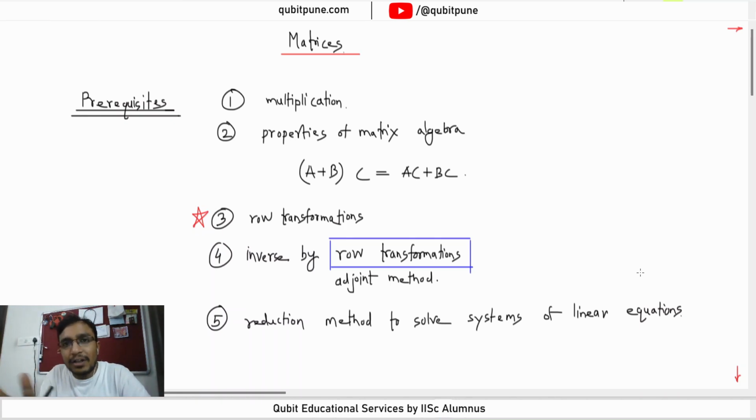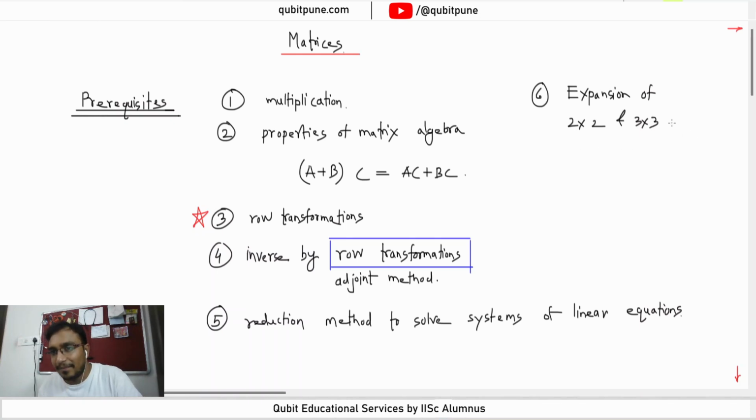So what I have not covered here from determinants is the properties of the determinants. I am not going to cover them here, but what I want you to know beforehand is how to expand a 2 by 2 and a 3 by 3 determinant. Is everybody aware of this? Yes, right. Everyone should know the expansion of 2 by 2 and 3 by 3 determinants. Okay, fine.